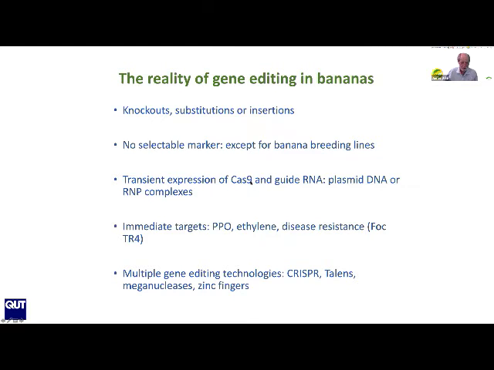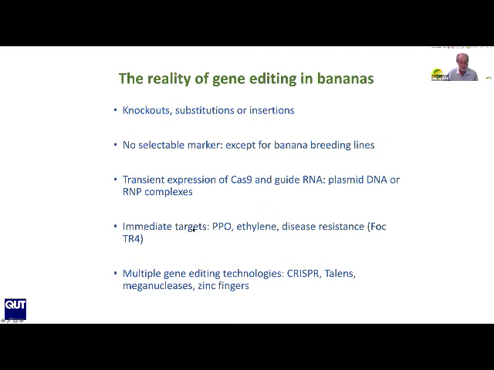We have to have transient expression, and we use CRISPR, and we have to have transient expression of the components of CRISPR, which is a Cas9 protein and a guide RNA. So we have to do that in various ways.